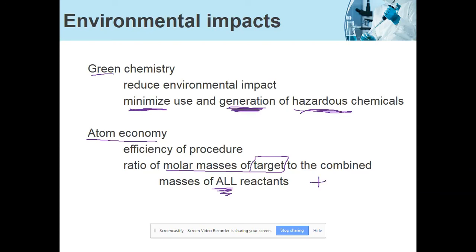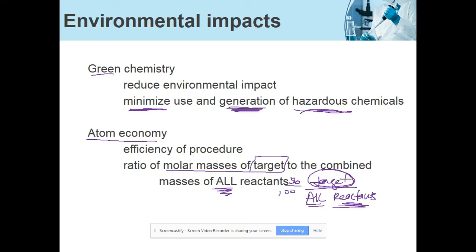And so our target product over all the reactants. If we have a 1 to 100, it's probably not worth making. If we have a 10 to 100 or a 50 to 100, then maybe it's worth the risk. And so this idea of atom economy: am I getting a lot of product for the reactants that I'm putting in? Is it worth it?